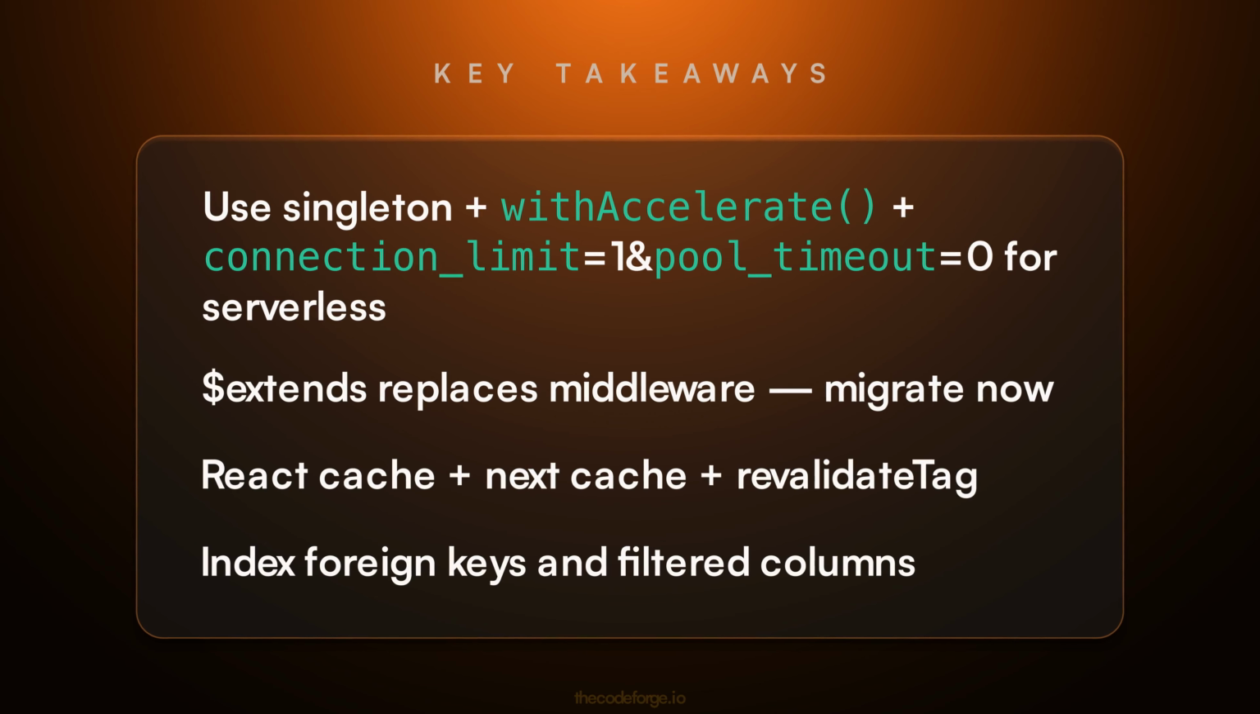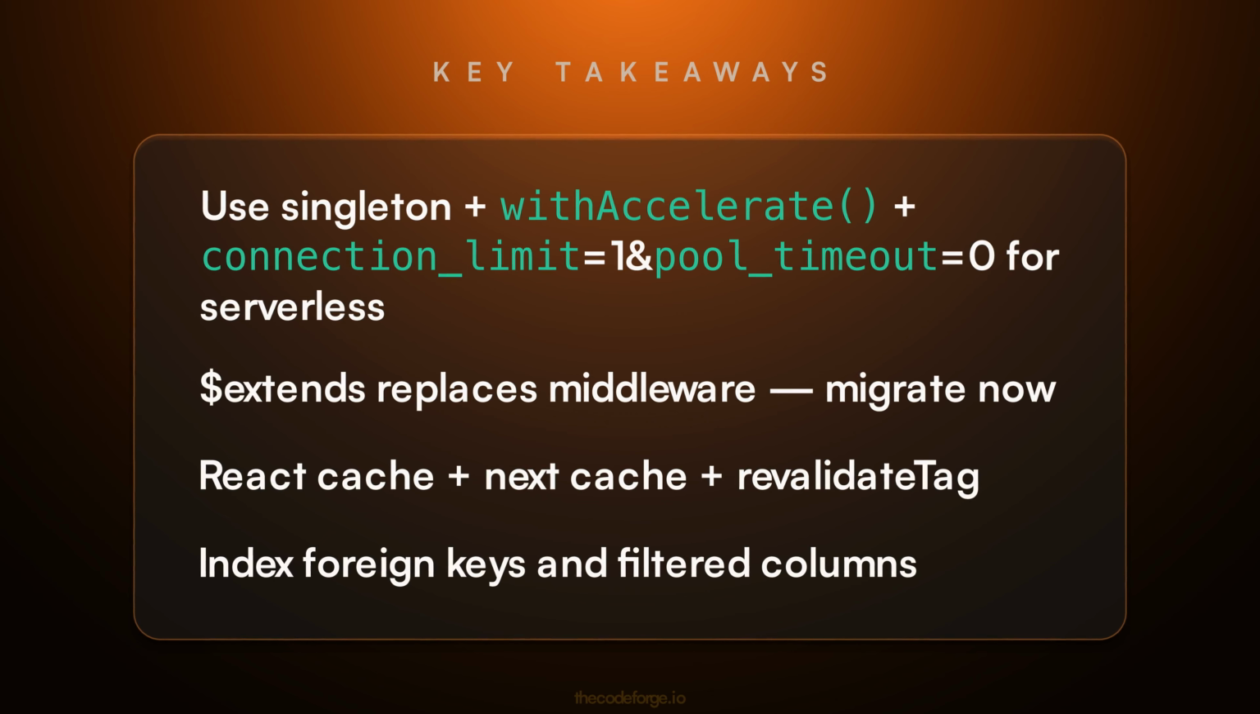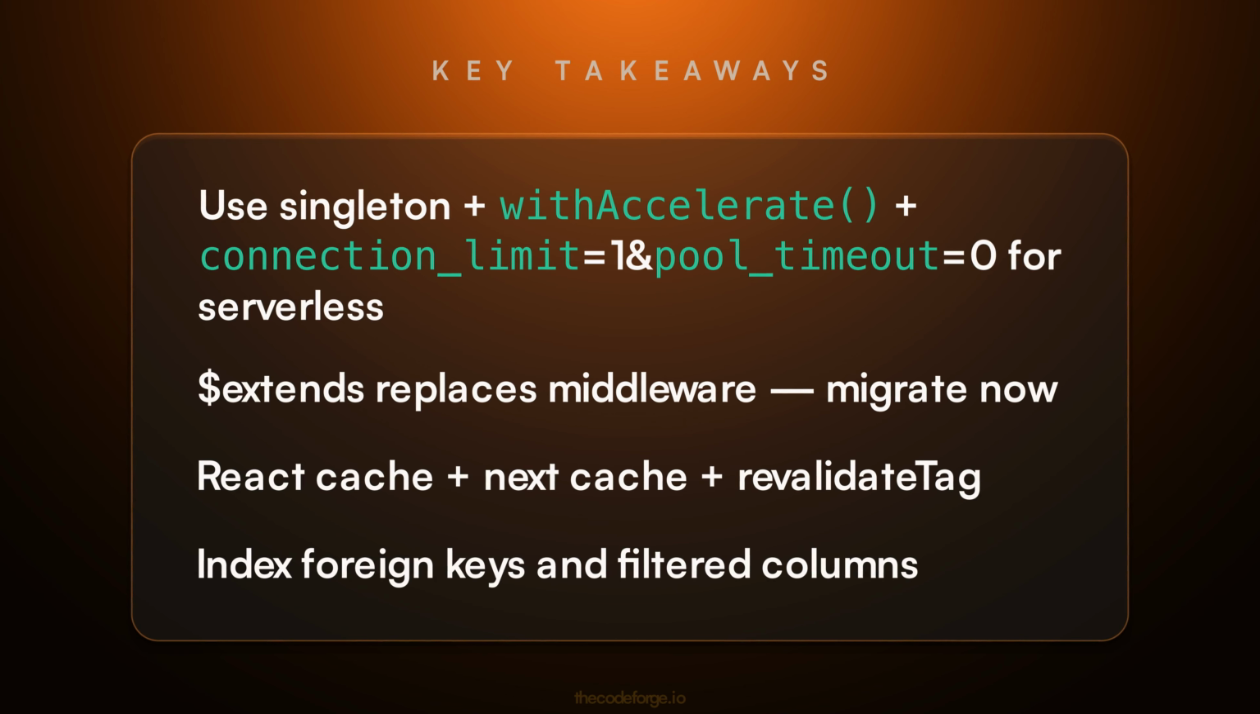Let's recap the key takeaways. Use Singleton plus withAccelerate, plus connection_limit=1 and pool_timeout=0 for serverless. $extends replaces middleware, so migrate now. React cache plus Next cache plus revalidateTag, and index foreign keys and filtered columns.